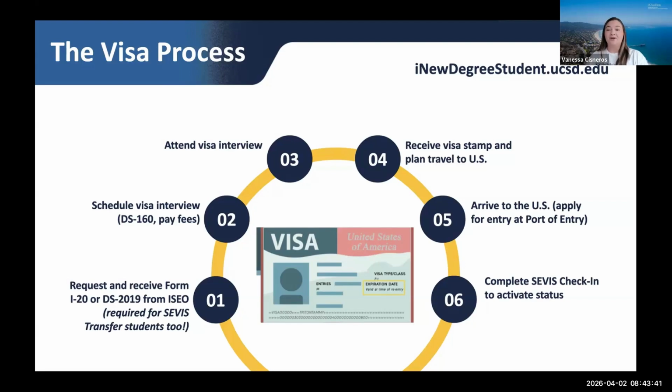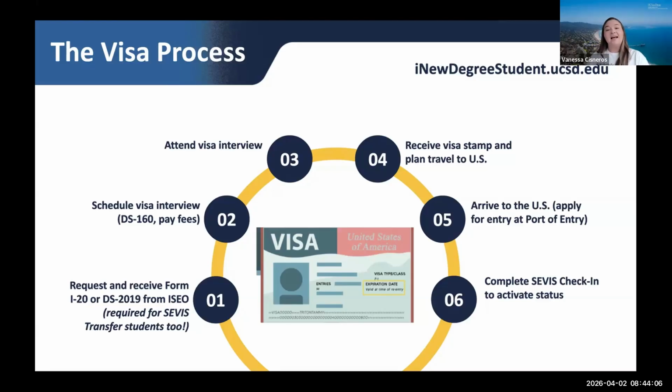Step 5, the visa process does not stop there. Once you have your Form I-20 or DS-2019 plus your F1 or J1 visa stamp, you need to successfully enter the United States. This is called applying for entry at the port of entry, and this is where you will go through customs.